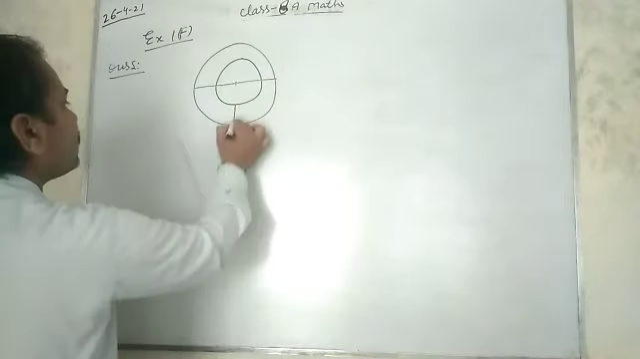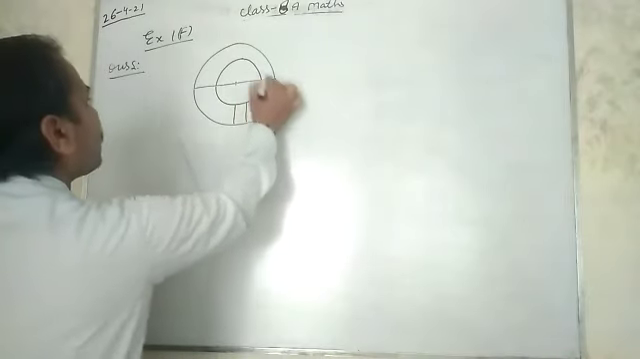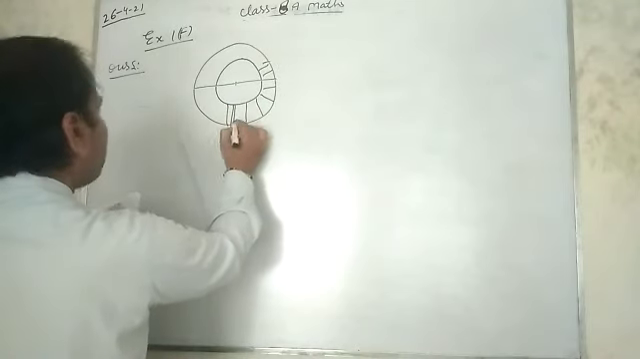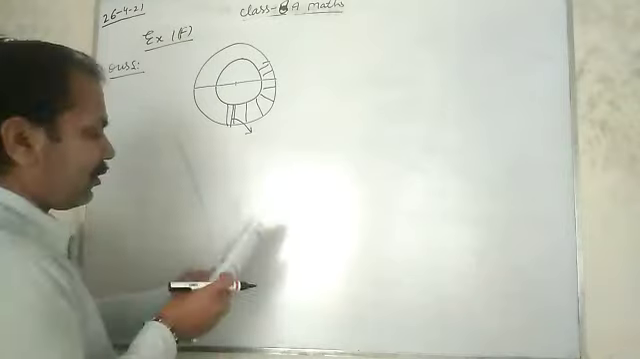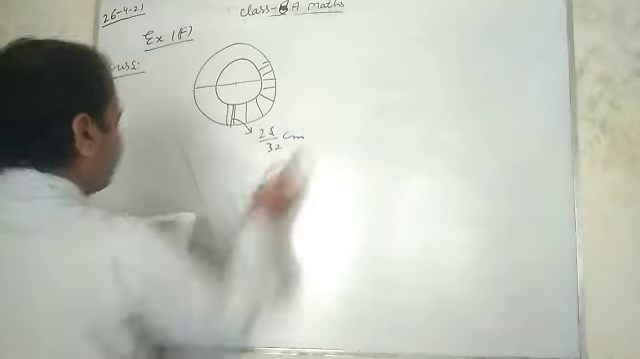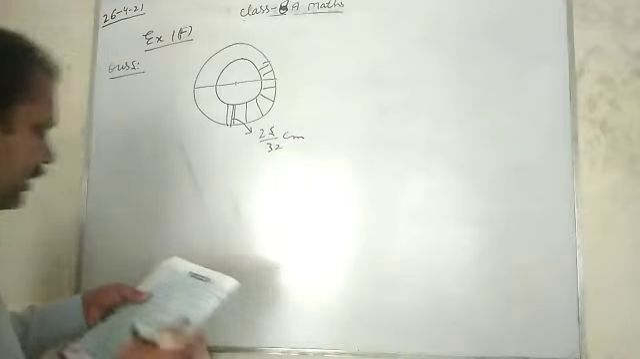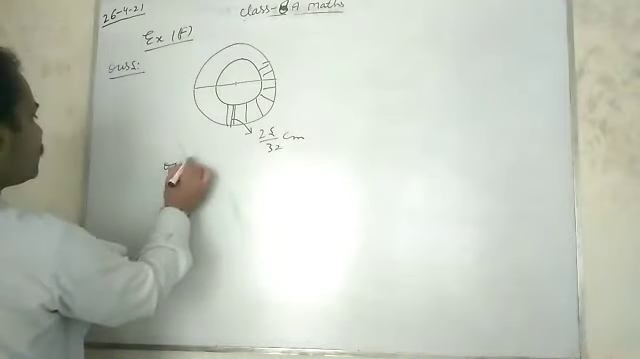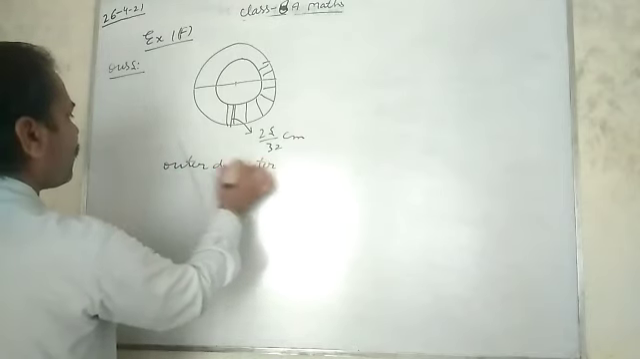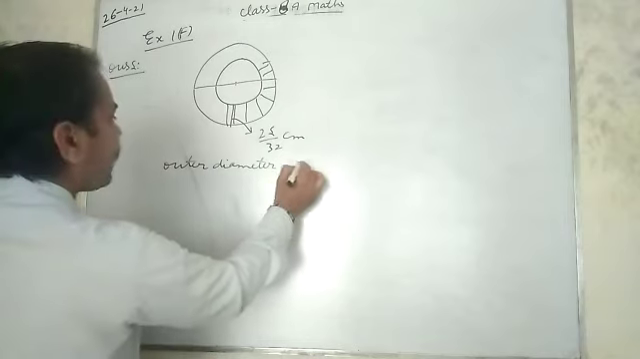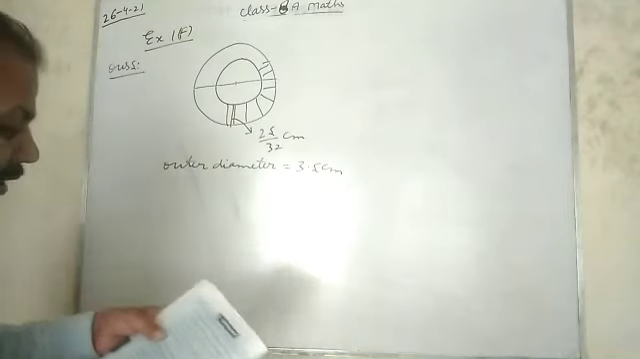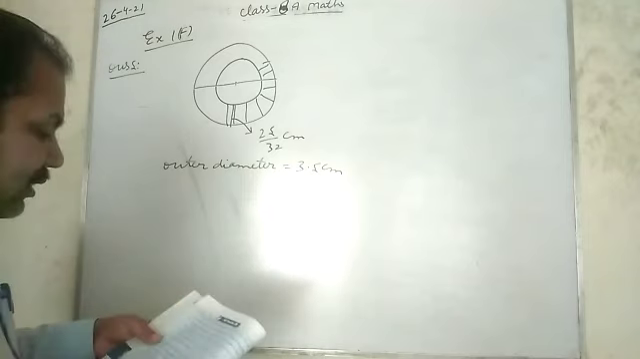Wall, this width, is given as 25 by 32 centimeter, and outer diameter is 3.5 centimeter. What is the inside diameter of the pipe?